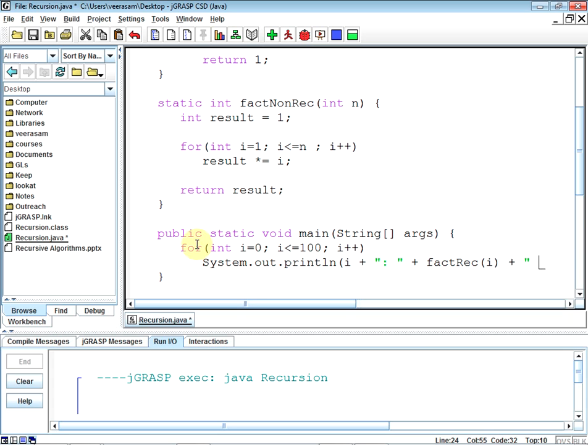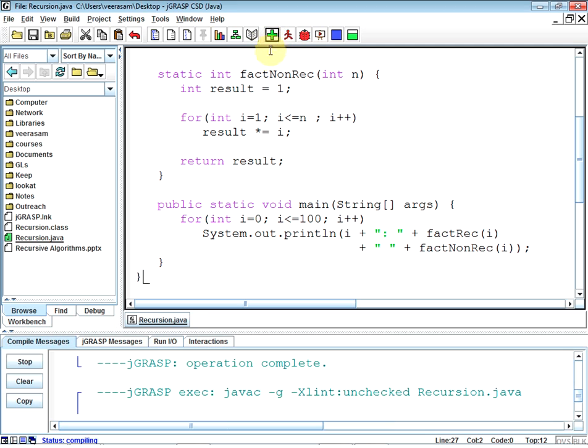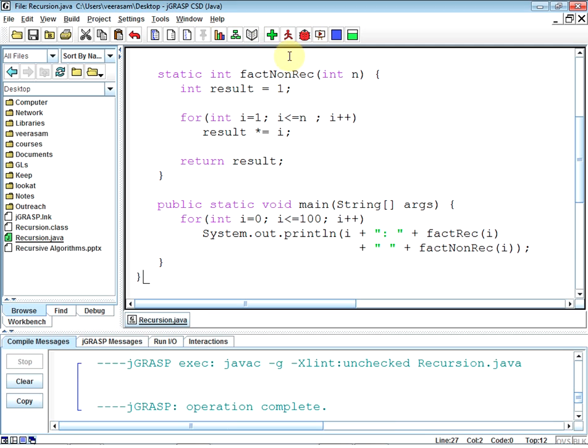Recursion, space, non recursion. Okay, let's compile and run.